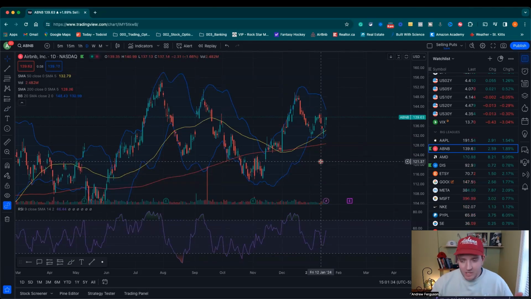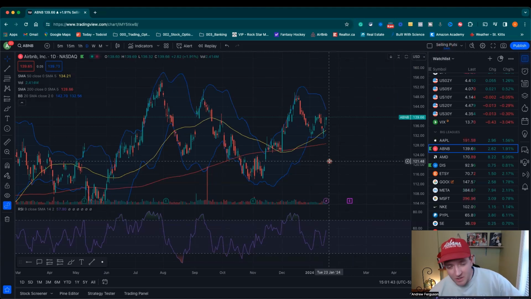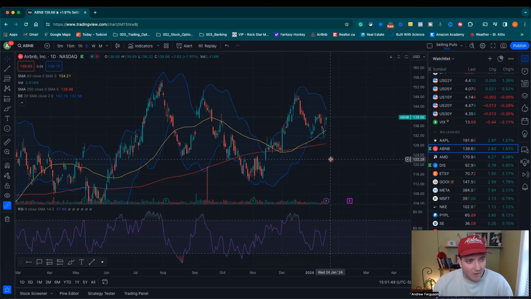Now, normally my playbook here would be to look at selling a put long-term on Airbnb. You can see my chart setup is the selling put setup here in TradingView. And this is the same setup that I use for selling puts, but I also use it for selling credit spreads and doing some kind of spread trading. And that's what we're going to do today on Airbnb. We're going to set up a credit spread, and we're going to target this area down here.